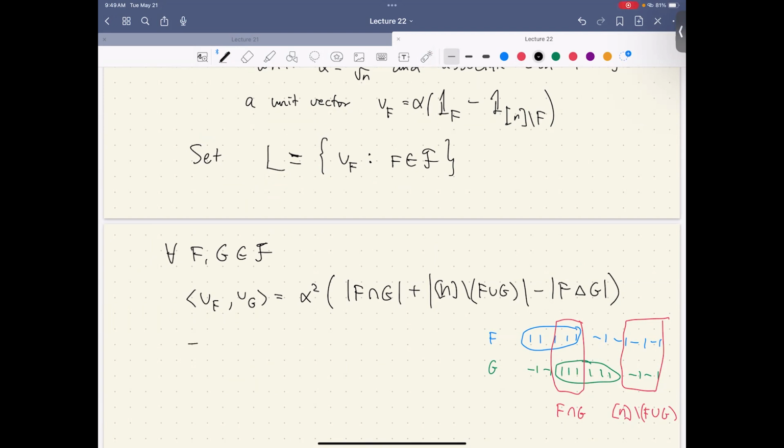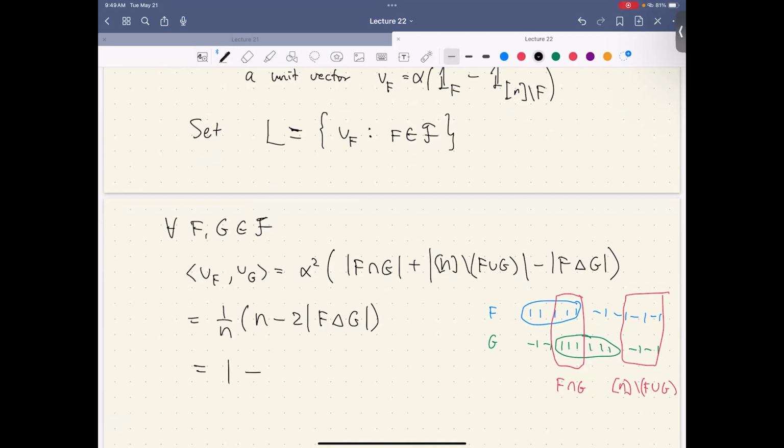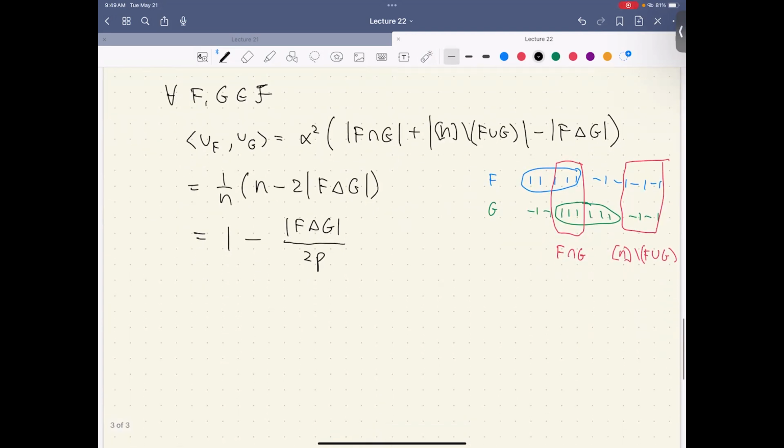Now let's simplify this expression. Alpha squared becomes 1 over n. This is easy to compute. It's not hard to see that this is n minus 2 times the symmetric difference of F and G. Okay, simplify further, that's 1 minus 2 over n times the symmetric difference, which is 1 minus the symmetric difference of F and G over 2p. This is what we get for V_F dot V_G.